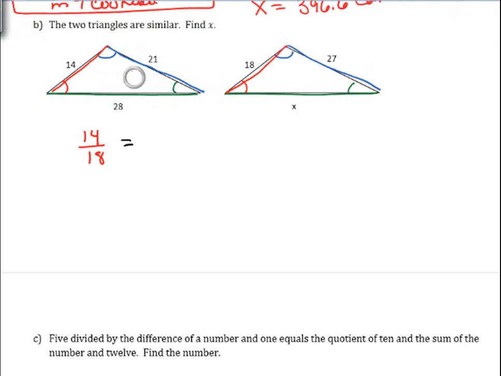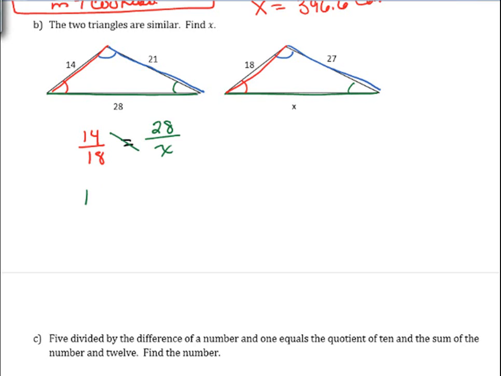And I started with this triangle on the left, so I also need to start with a 28 when I write my second ratio. So it's going to be 28 over x. So again, this one was from the triangle on the left, this one was from the triangle on the right, so this has to be left over right over here as well.